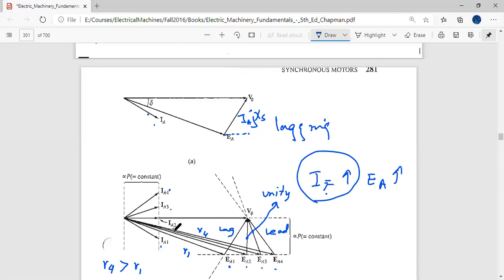Okay, not lagging or leading. And as soon as it again goes further to EA3, it becomes leading, and further increase to EA4, it again becomes leading. So I hope this topic is now clear. We are going to do a practice problem.